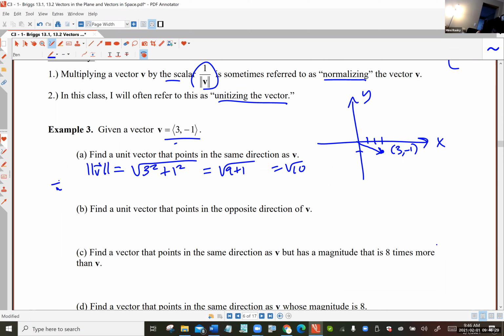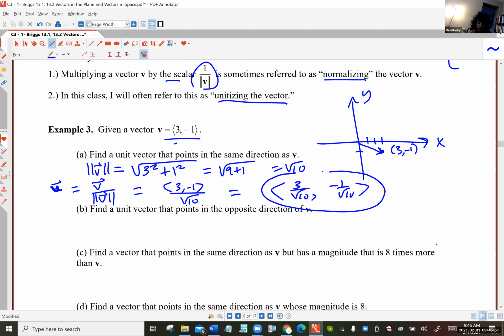Fine. The unit vector u, and it's traditional to call unit vectors u, but not always, you'll see that a lot in the textbooks. You're going to take your original vector, 3, -1, and divide by the scalar, square root of 10, and then simply distribute the scalar, and we're done. And there is your answer.